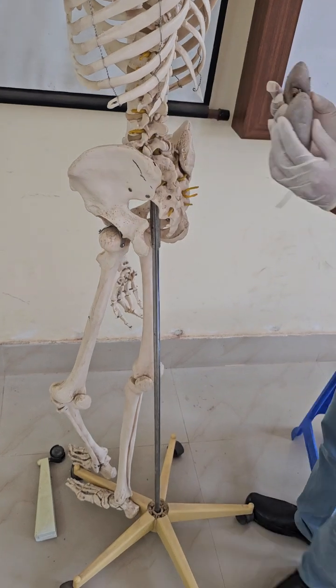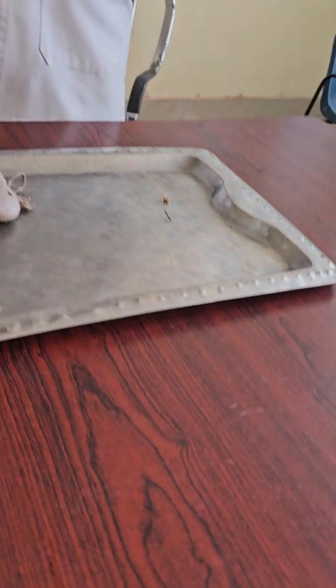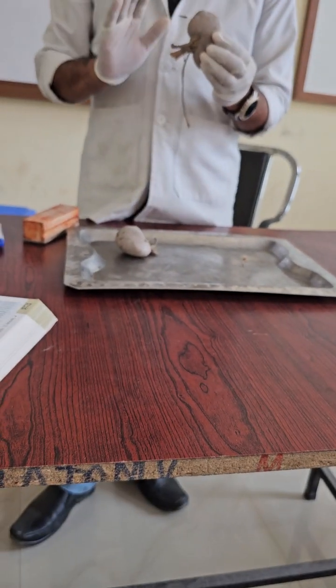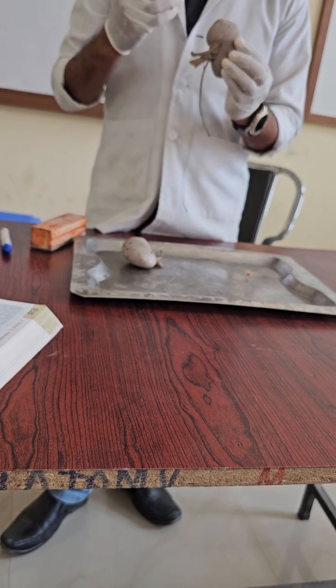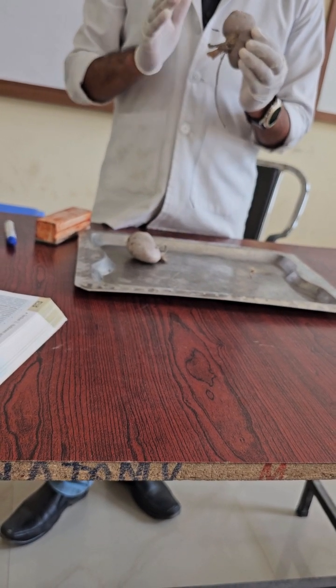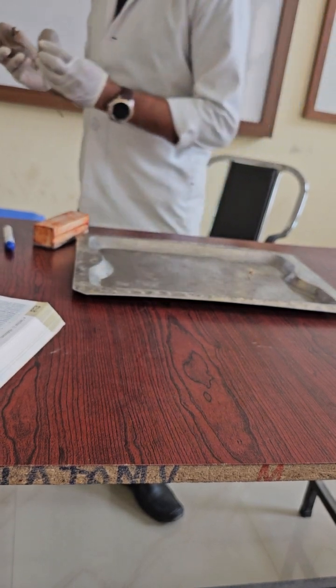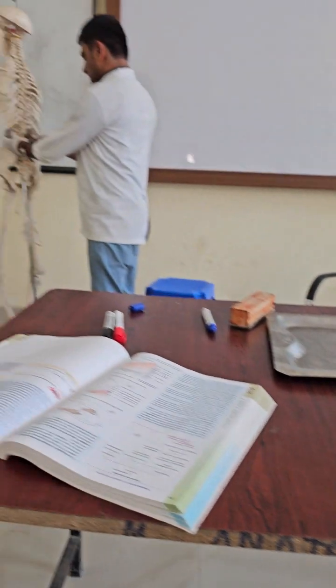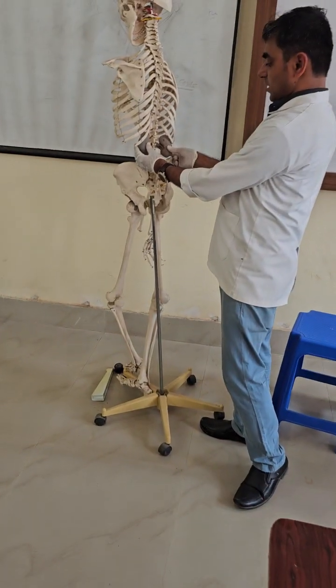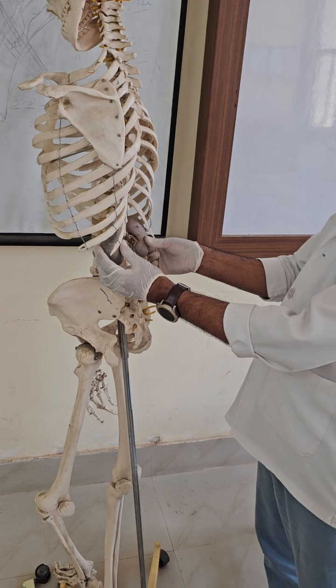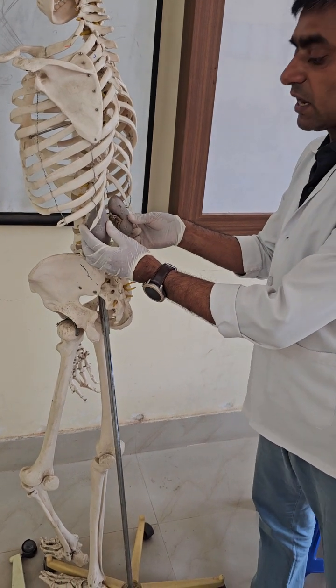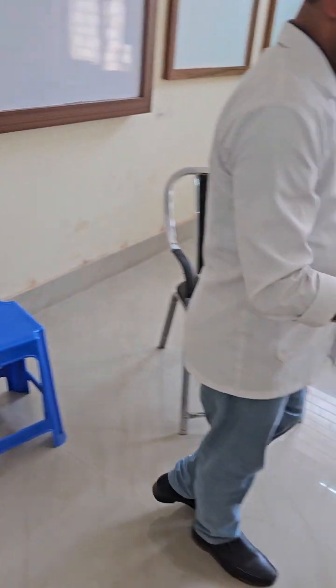The location is in the posterior abdominal wall. It is a retroperitoneal structure in the posterior abdominal wall, on both sides of the vertebra, right? The peritoneum is in the anterior region, right? So this is the side determination.